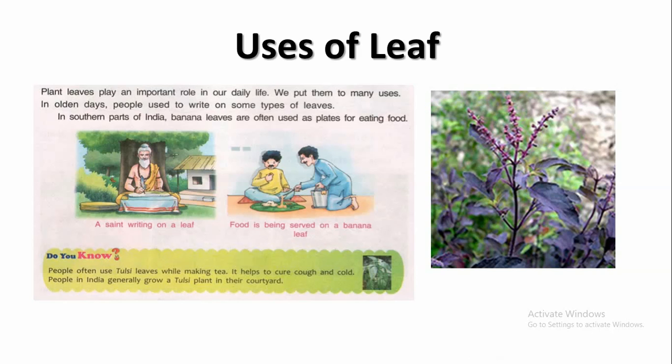In olden days, people used to write on some types of leaves. In southern part of India, banana leaves are often used as place for eating food. So, children, in ancient times, people used to write on some special types of leaf as paper was not invented, and even today in South India, banana leaf is used as plates for eating food as it is eco-friendly, and we should appreciate this instead of using thermocol plates and plastic plates as they are harmful for our health.